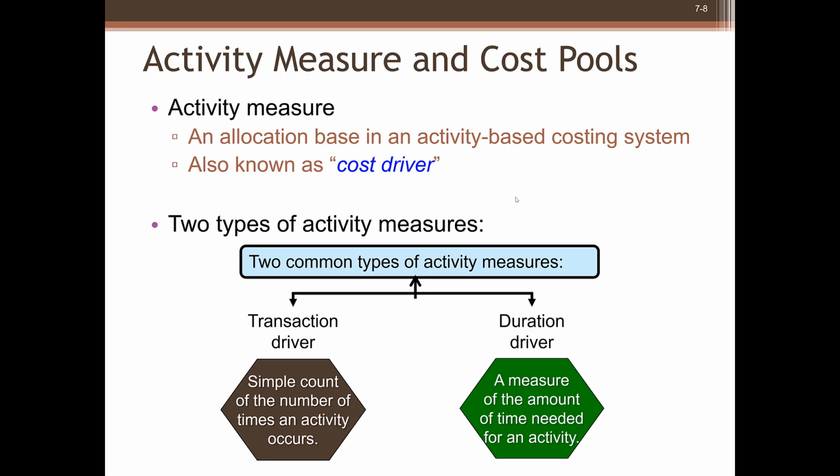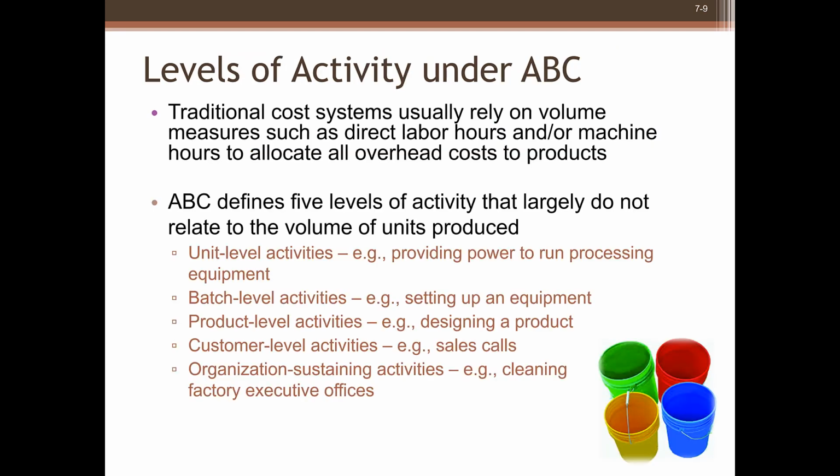Transaction driver is a simple count of the number of times an activity occurs, such as the number of bills sent out to customers. A duration driver is a measure of the amount of time performed for the activity, such as the time spent preparing individual bills for customers. Let's take a look at the levels of activity under ABC.